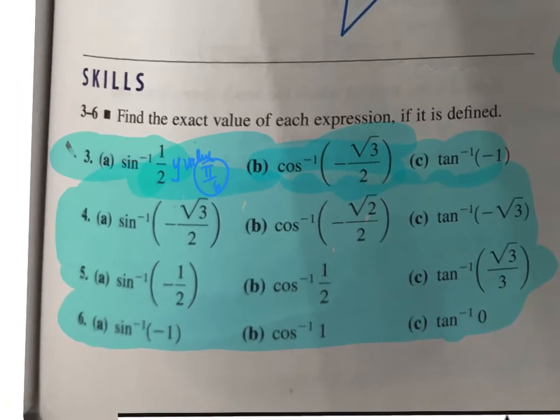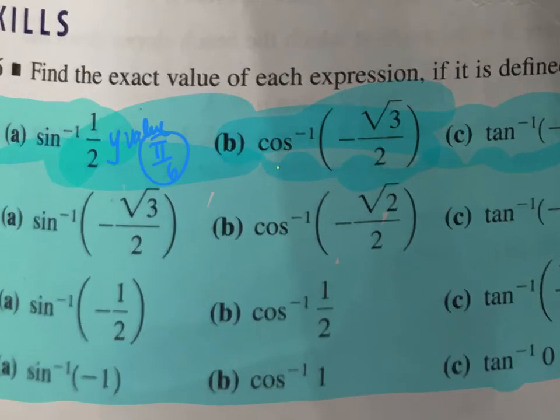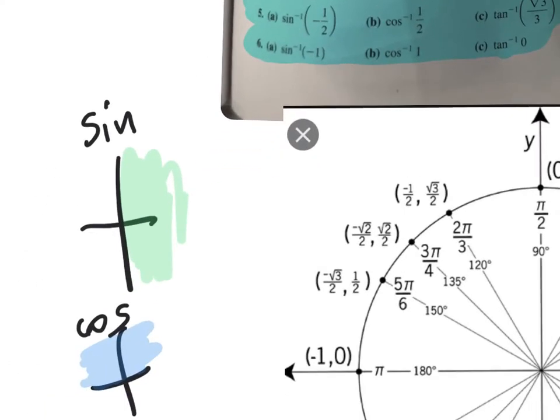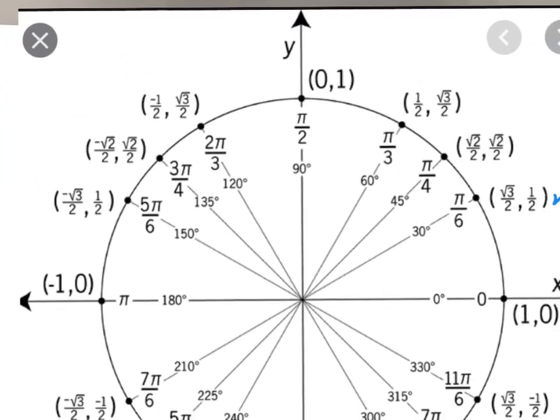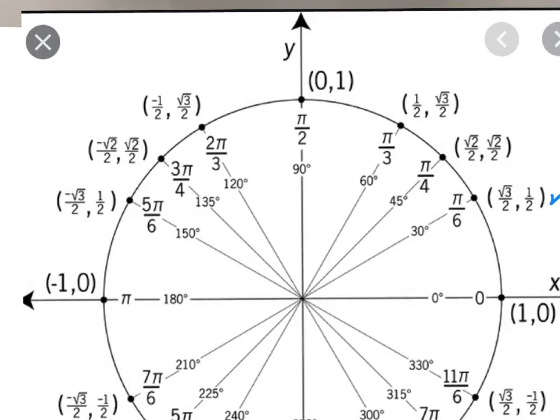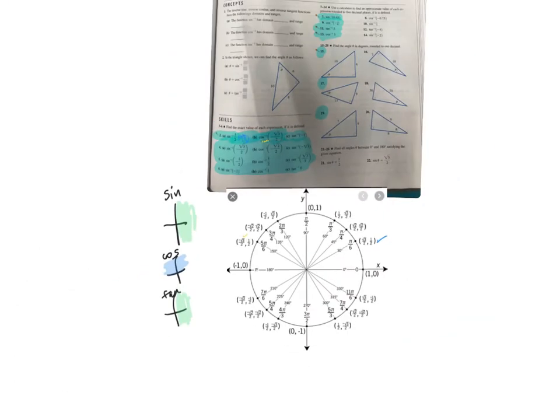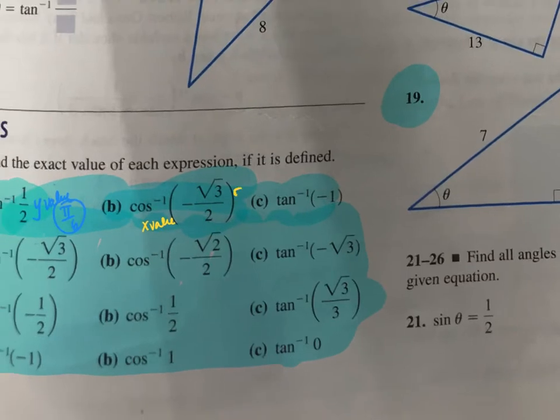So if I look at B, I want cosine root 3 over 2. Well, remember, cosine is the x value. Cosine, where do we look? We look in the top, first and second quadrant. So where on my unit circle is the x value negative root 3 over 2? And it's right there at 5 pi over 6. So your answer would be 5 pi over 6.